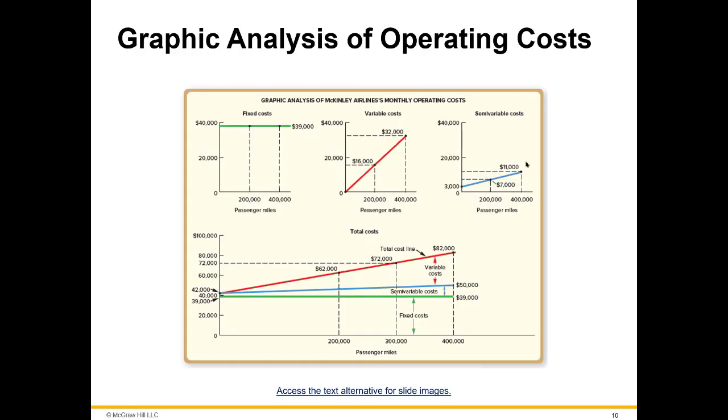And so you can see what that looks like. Now, if we were to combine these three graphs together, here's the level of fixed cost, that's 39,000. If you add the 3,000 component coming from semi-variable costs, that would be this line, and that would increase. And then add on top the variable costs, and you can see those total costs assuming 400,000 miles. So you can see how costs vary with respect to the activity base, which is passenger miles.